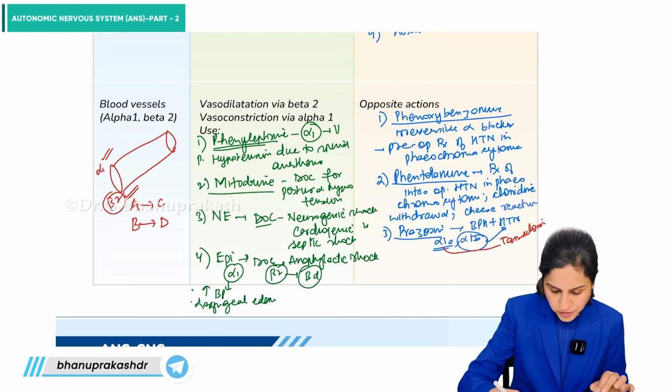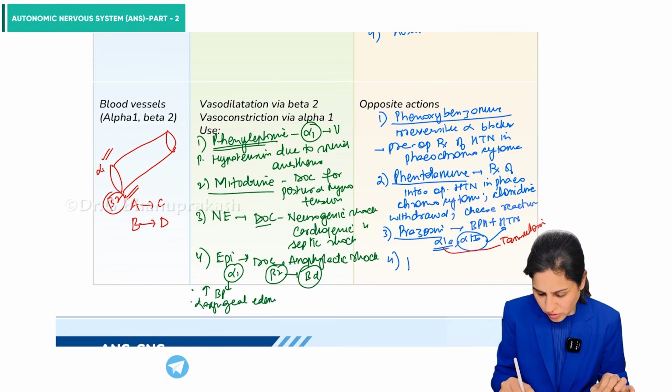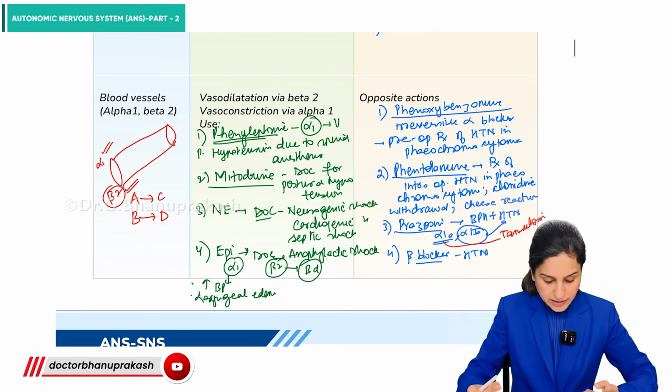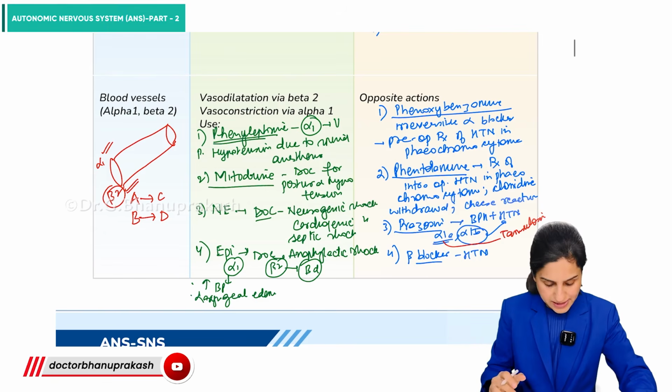All right. Moving on to the next, we have beta blockers also. Again, they can be used in management of hypertension, right? So these are the important uses when we talk about the blood vessels as a target.